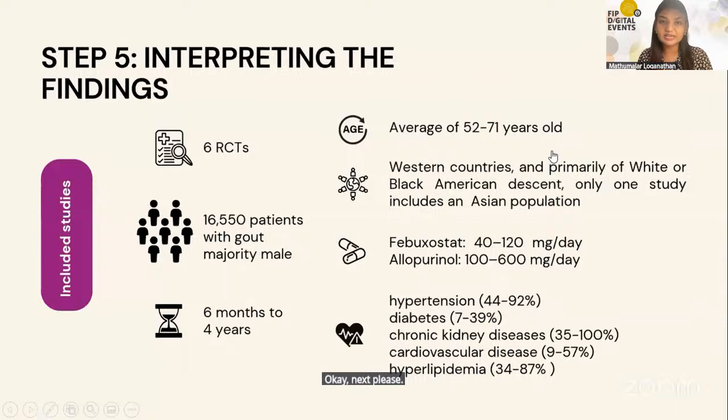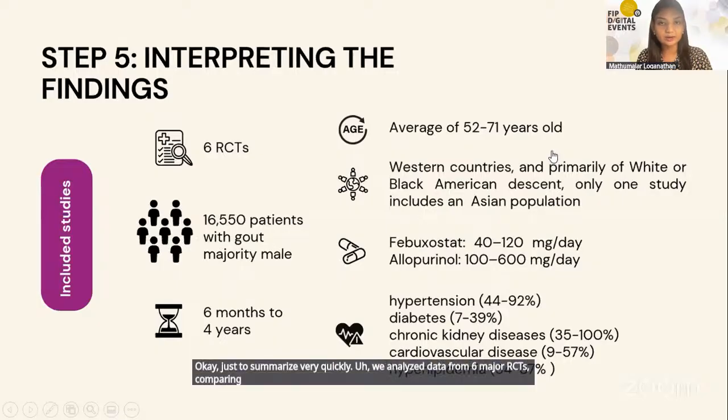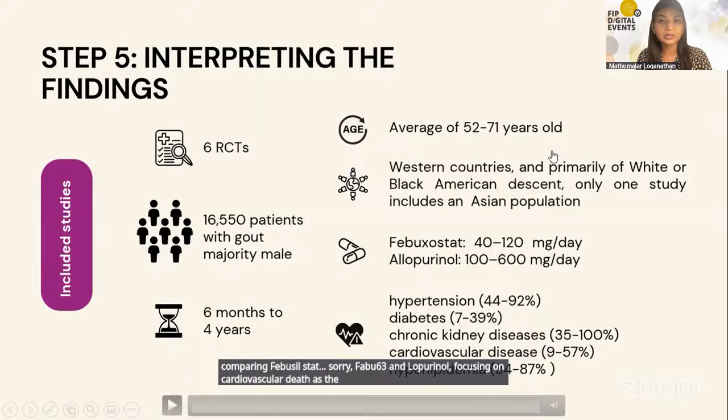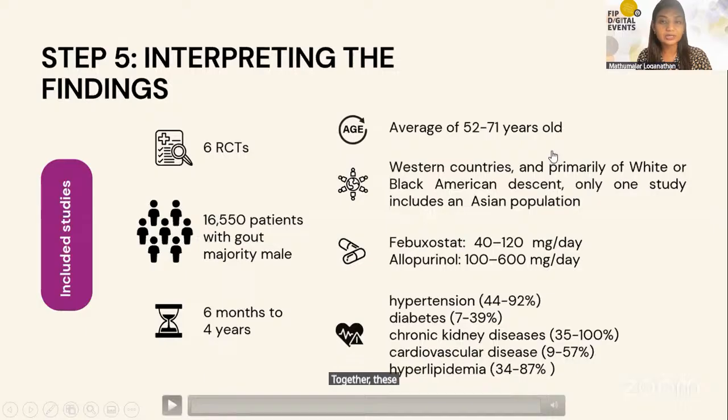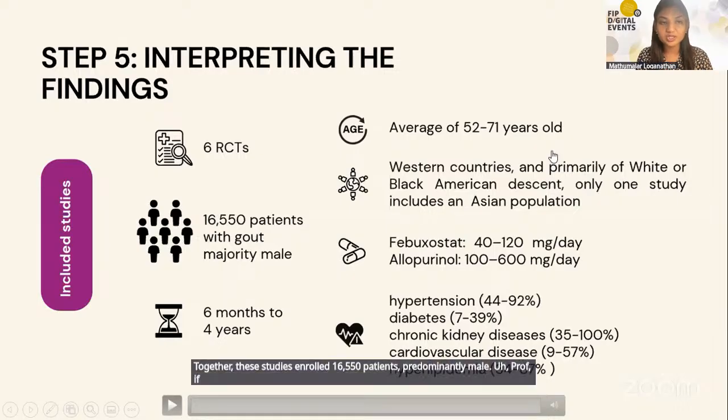Okay, just to summarize very quickly, we analyzed data from 6 major RCTs comparing febuxostat and allopurinol, focusing on cardiovascular death as the primary outcome. Together, these studies enrolled 16,550 patients, predominantly male. Prof, if you could just pause this screen for a minute, please.